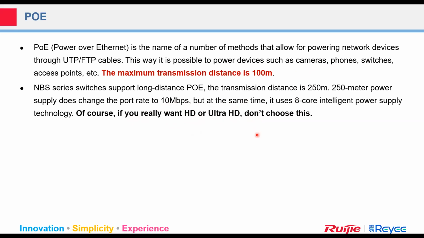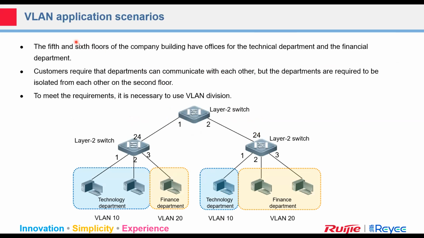So next is how to apply VLAN. For example, we have a 5th and 6th floor in a building. In that building office, there is a technical department and a finance department. What the customer requires is that the departments can communicate with each other, but they are required to be isolated between floors. To meet this requirement, we use VLAN division.